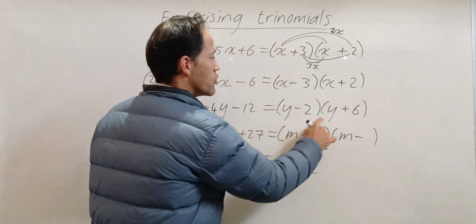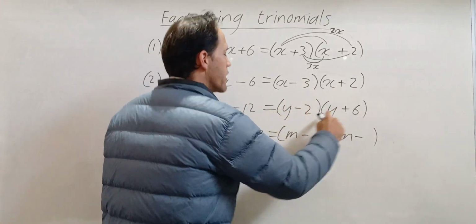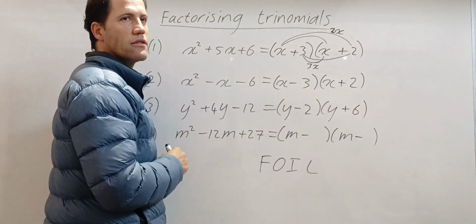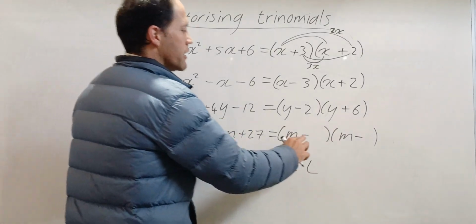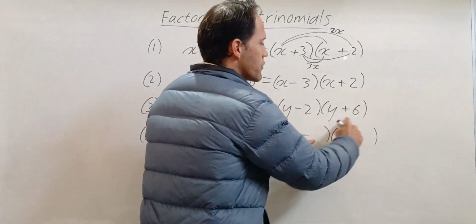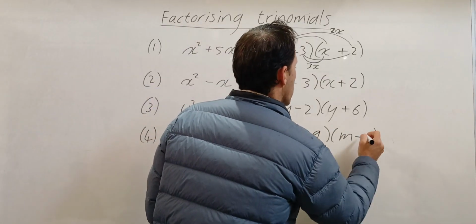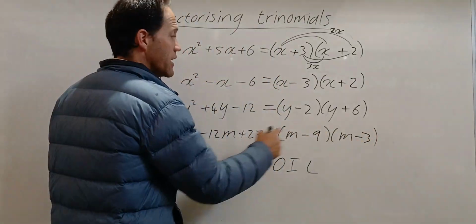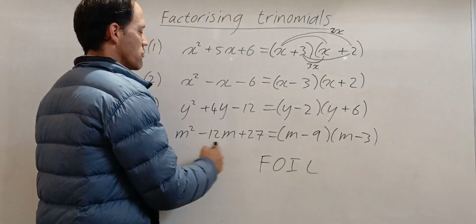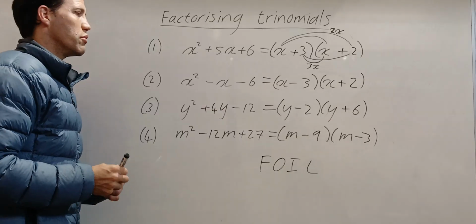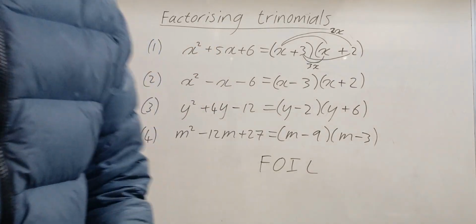Is it going to work then? Negative 2 times y is negative 2y. 6 times y is plus 6y. Plus 6y minus 2y gives you plus 4y. Then it works. Then you know you got the right combination. And then this last one, negative and a negative. Why? Because negative times negative gives you positive at the end. And now you can say it's 9 times 3, because 9 times 3 is 27. Negative 9 times negative 3 is 27. And minus 9m and minus 3m gives you minus 12m in the middle. So it works. So there are 4 kinds of options that you get mostly with trinomials.